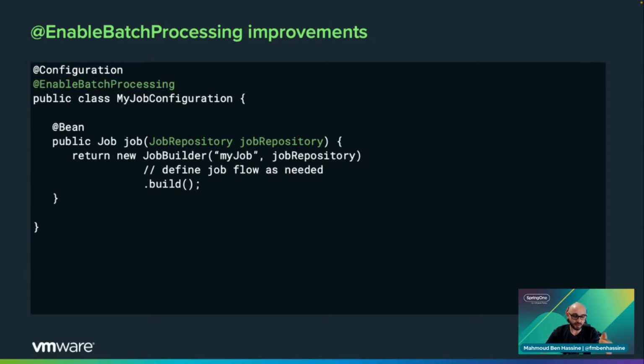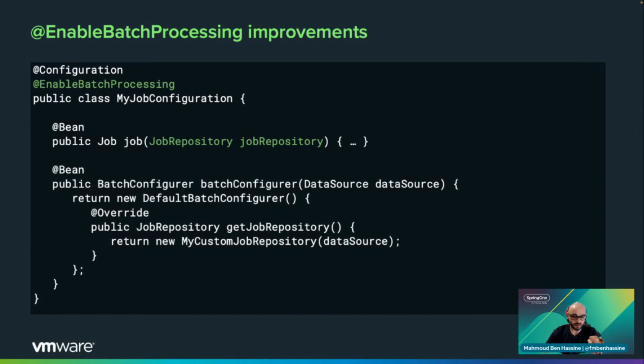So how, for example, do I customize the job repository that is registered by that annotation? In Spring Batch 4, the way to configure this annotation is by implementing an interface, which is here, batch configurer. So I need to provide a bean of this type and override a method, for example, here, get job repository. In this example, I want to use a custom data source. And for that, I need to implement this interface, override this method or extend this class, override this method, and provide my custom job repository.